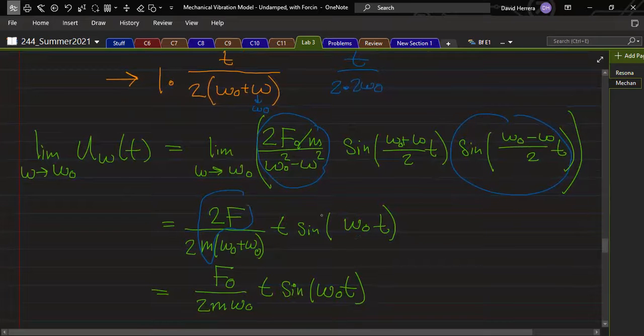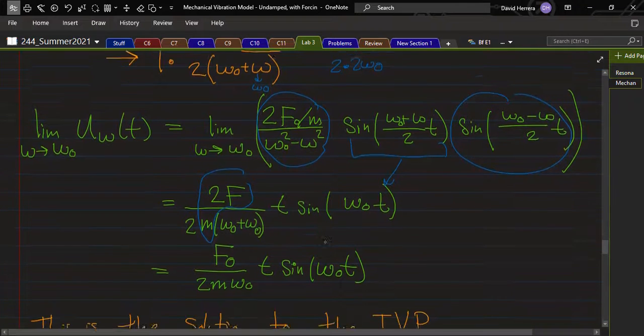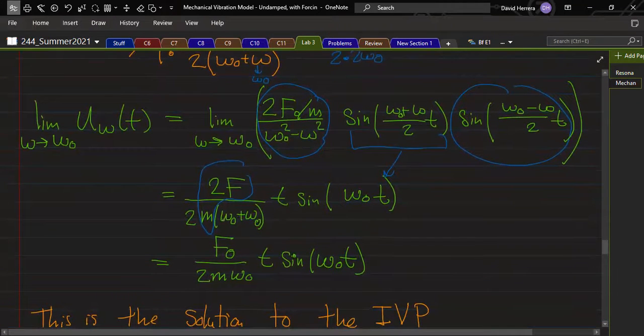And where does this sine of omega naught t come from? It comes from this, because omega is converging to omega naught, so their average is converging to omega naught. And then I do a little simplification. This is just 2 omega naught. There's already a 2, they cancel. And so I get f naught over 2m omega naught t sine of omega naught t.